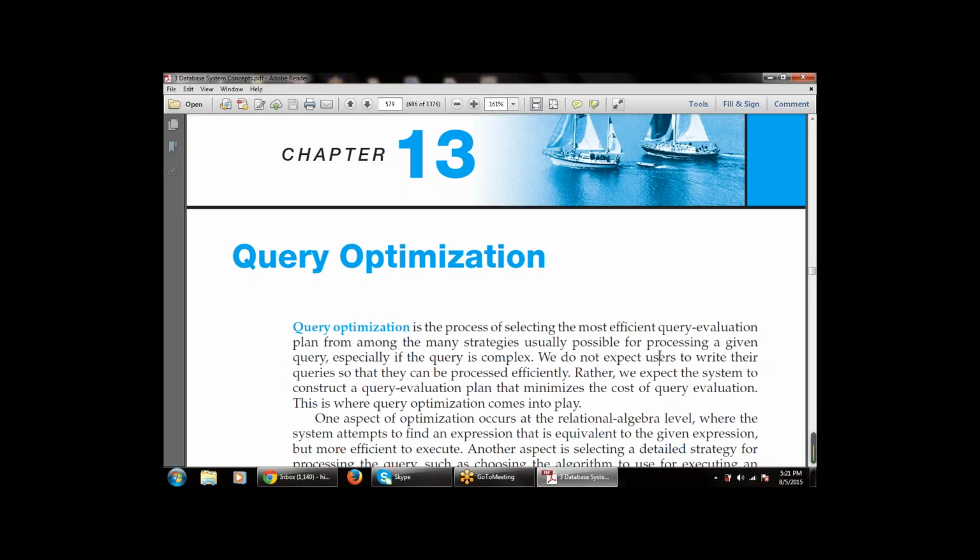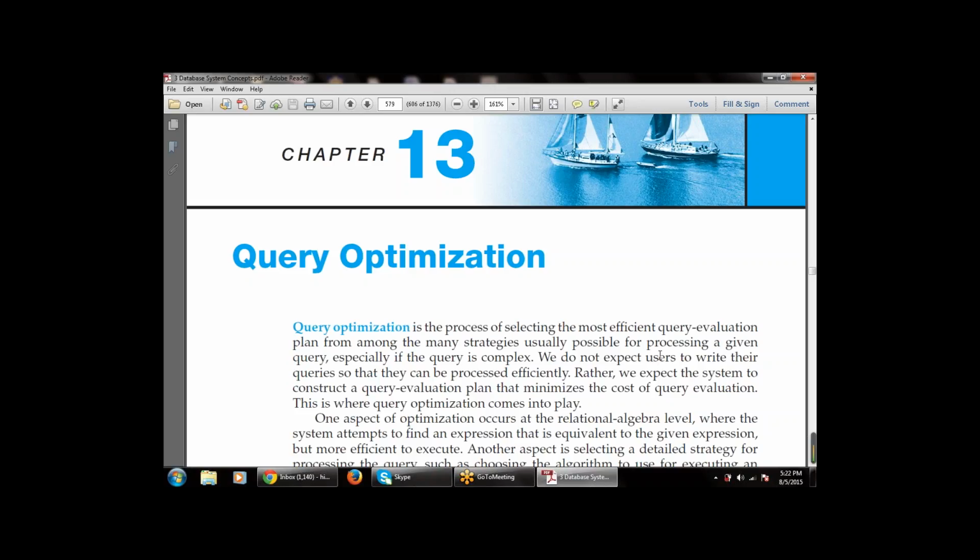That is, if there are multiple methods for processing the queries, choose the best query evaluation plan among the different plans that are usually possible for processing a given query. So taking the best possible method, the best query evaluation plan among the many strategies, especially if the query is complex. That means optimization means getting the best option out of the available alternatives.